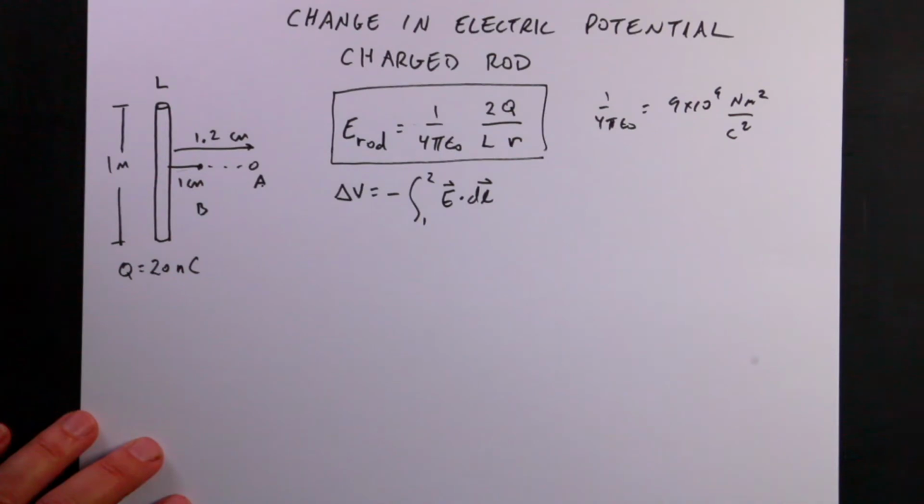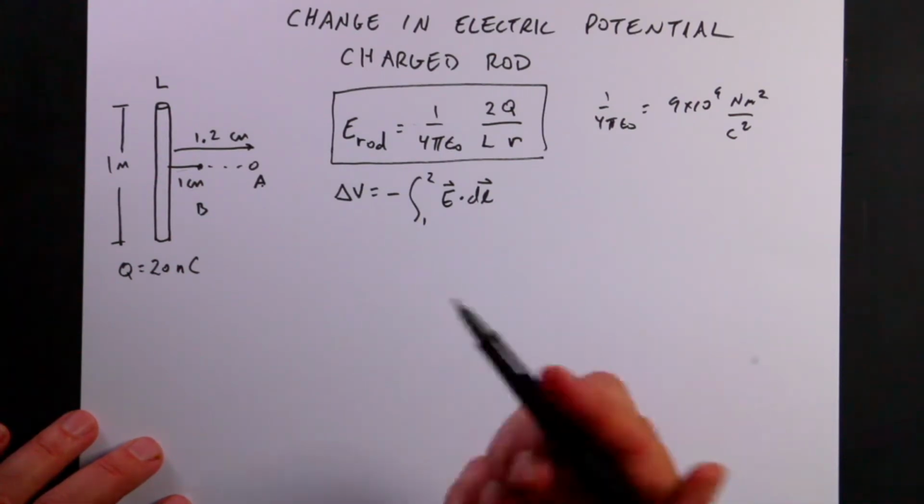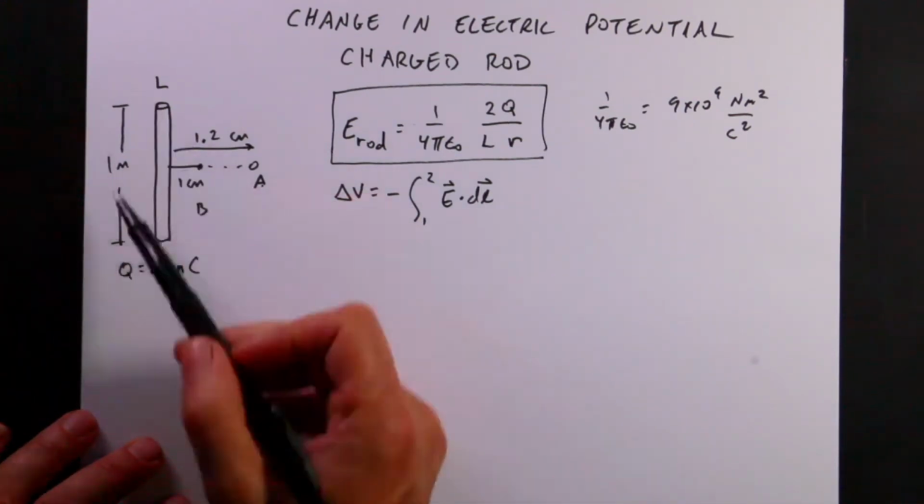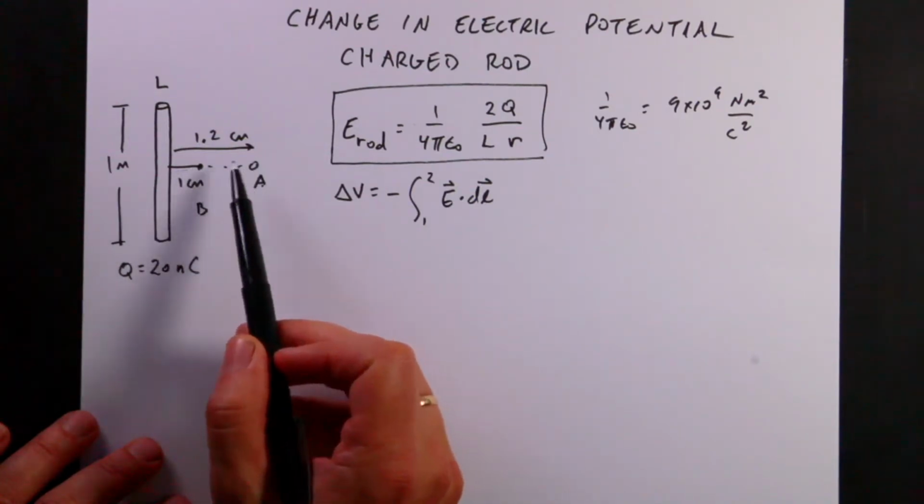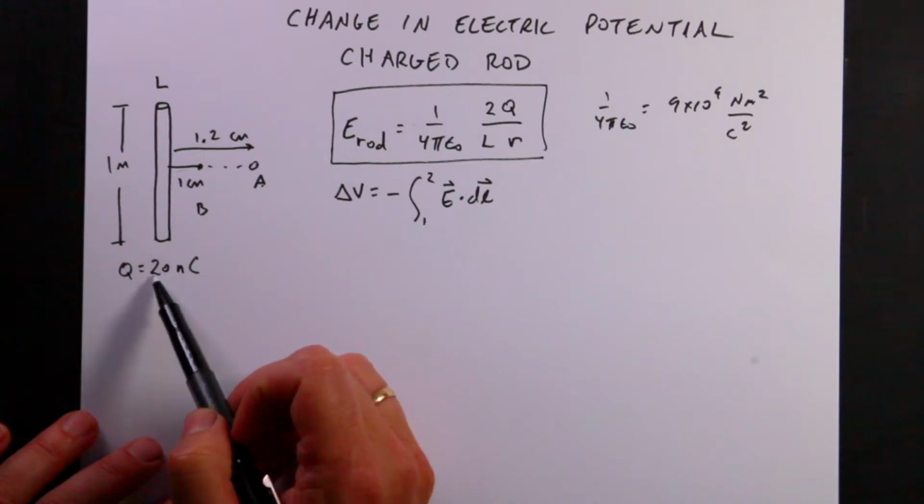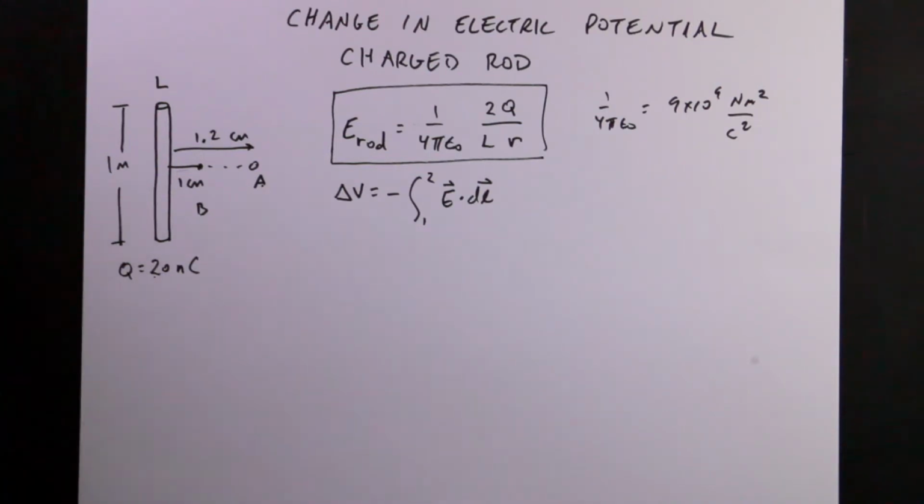I want to do this numerically also eventually, so I need some numbers that I'll use later. It's a 1 meter long rod. I'm going from 1.2 centimeters to 1 centimeter away, and it has 20 nanocoulombs on there.